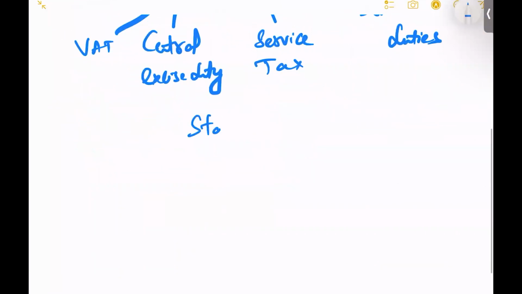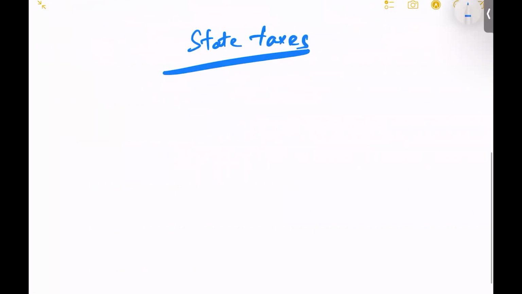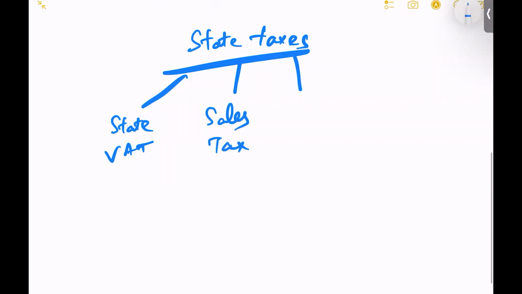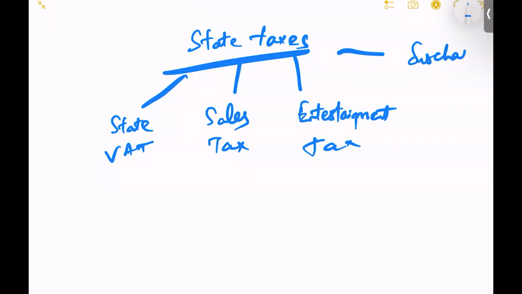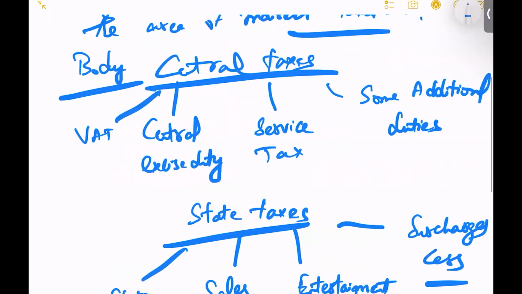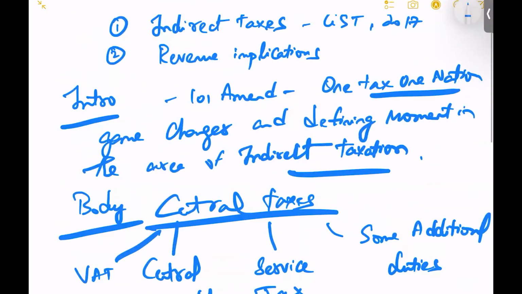Similarly, what are the state taxes which are subsumed into GST? State taxes are again state VAT, sales tax, and then entertainment tax, and some state surcharges and cess by states. All these are subsumed into GST. So this is the first part of the question.